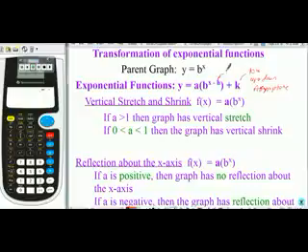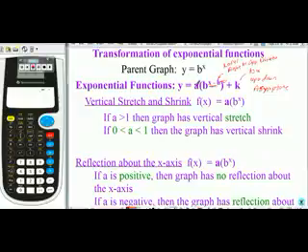This is my h. It moves things horizontally left to right in the opposite direction, because I have to set it equal to 0. We said that before. Anything that's bound up with the x, we set equal to 0 and solve. It shows us which way we are actually going.